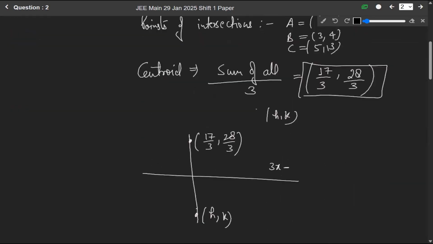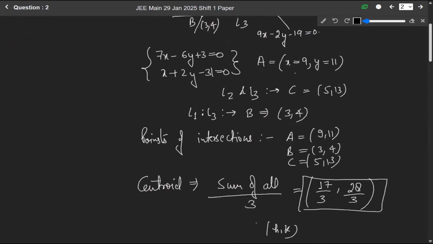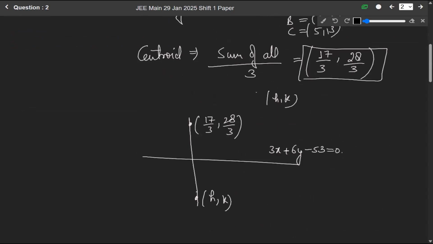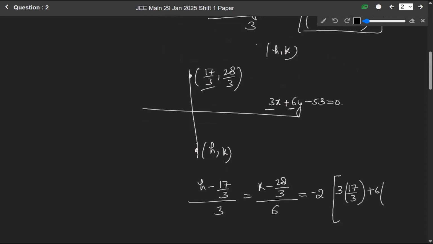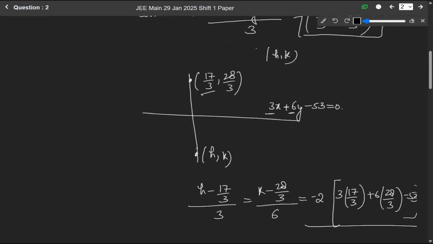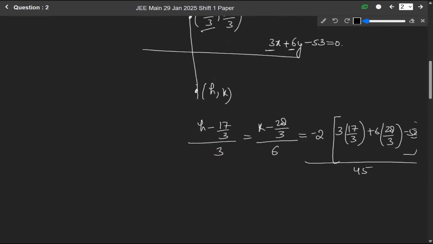We are given 3x + 6y - 53 = 0. So when we solve for this line, we get (h - 17/3)/3 = (k - 28/3)/6, and it will be equal to -2 times (3 × 17/3 + 6 × 28/3 - 53) over 3 square plus 6 square, which is 45. When we solve it, we get h as 3 and k as 4.